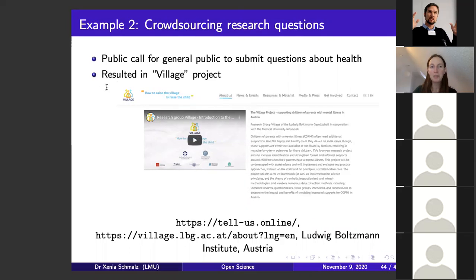And indeed, one project emerged from that. So there seemed to be a lot of need for more research on supporting children of parents with mental illness. So this is an Austrian project. I think this is in particular specific to children families in regional areas. So that's why the project was called the Village Project. And indeed, then they started a study and they started really investigating this because they used this citizen science approach to find the gap, a research gap.